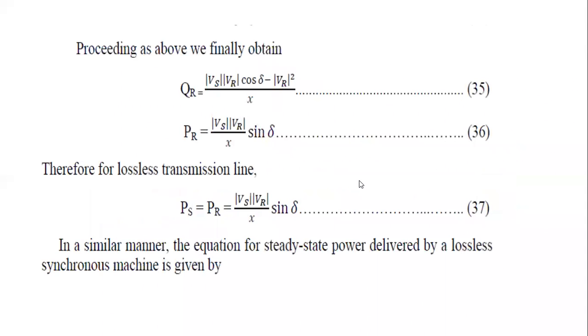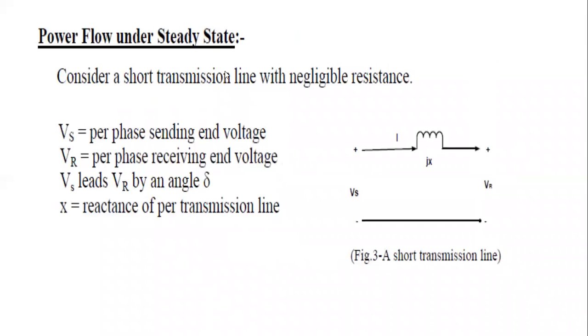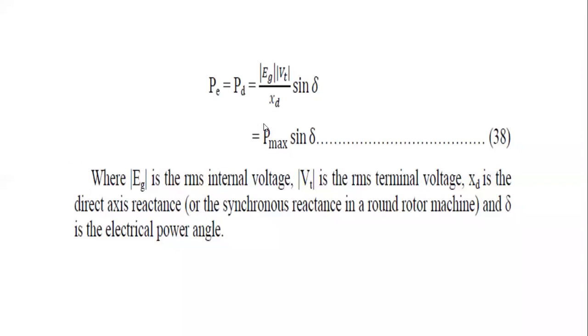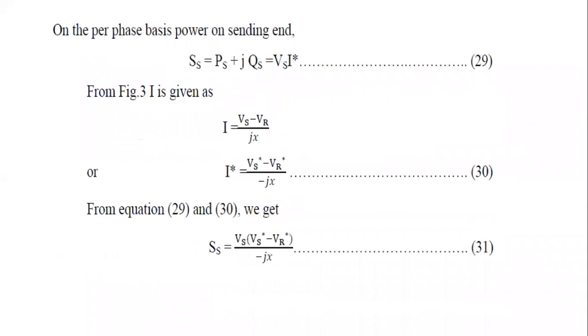This is the formula for power flow studies for a single transmission line. This is the derivation for the power flow studies of a steady state: P is Pmax into sin delta, where Pmax is Eg Vt by Xd, Eg is the internal voltage, Vt is the terminal voltage, Xd is the direct axis reactance, and delta is the electrical power angle. Clear?